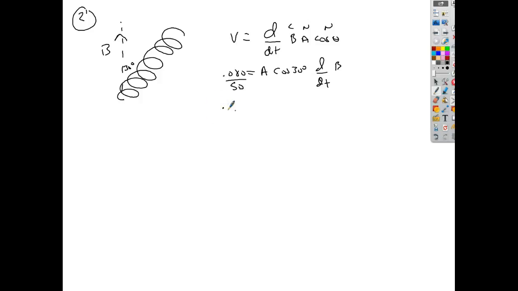I get 0.0016. Agreed? Area, 0.866. What's dB/dt? It is 400 divided by 0.4. 400 times 10 to the negative 6 divided by 0.4 is my dB/dt.